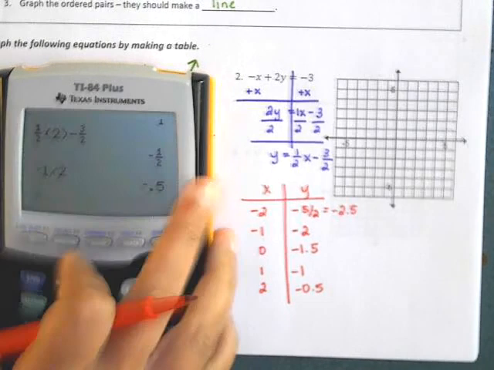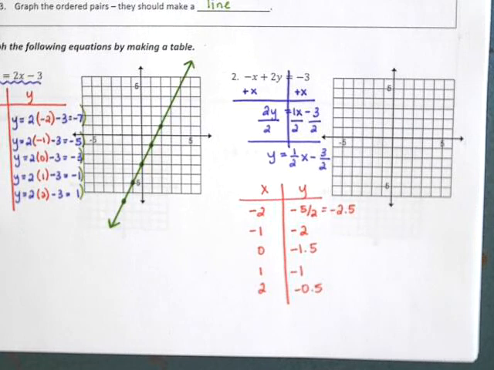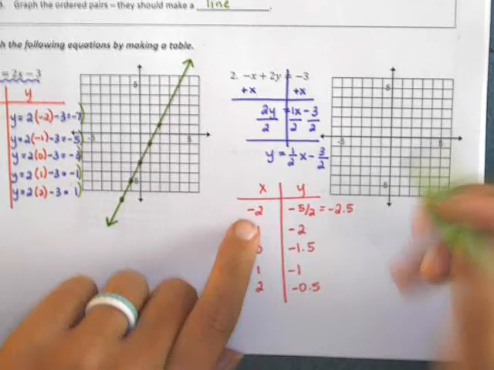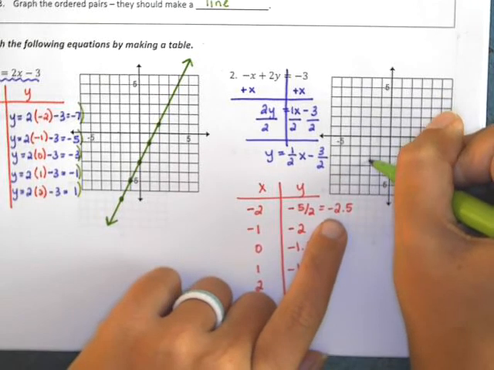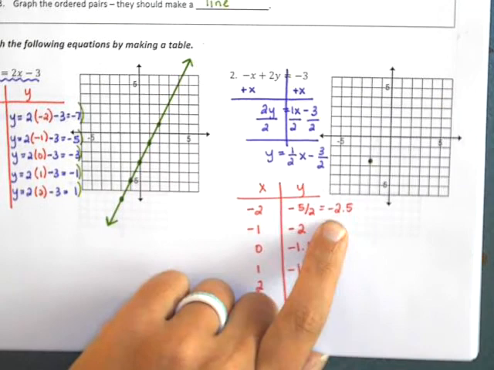So I'm just plugging in my numbers into the equation. Now I'm going to graph this. So I'm going to go left 2 spaces, down 2 and a half. So I'm going to be halfway in between those two lines.